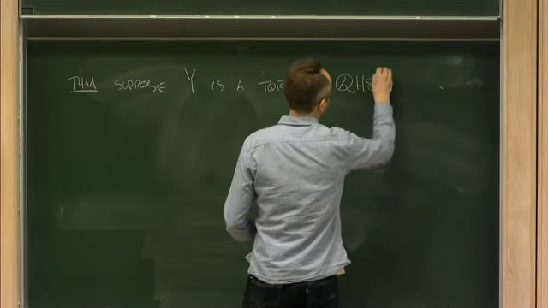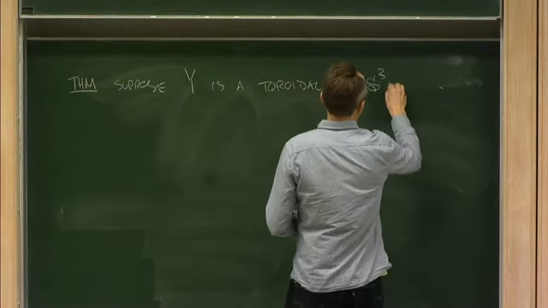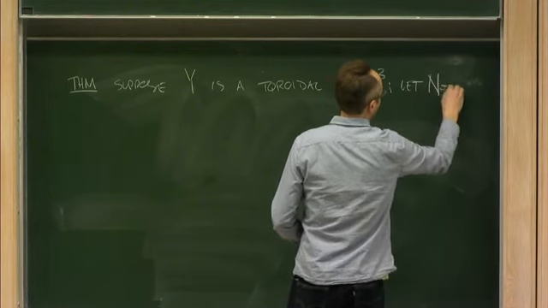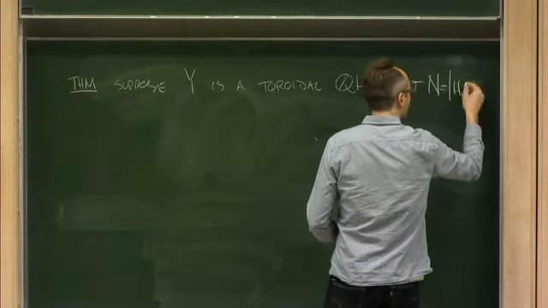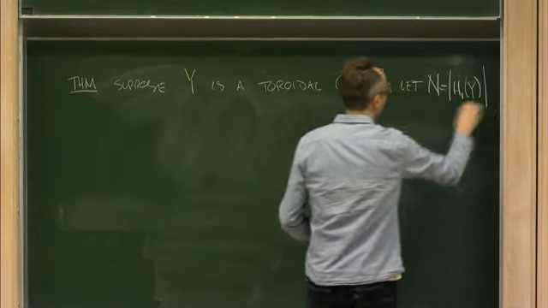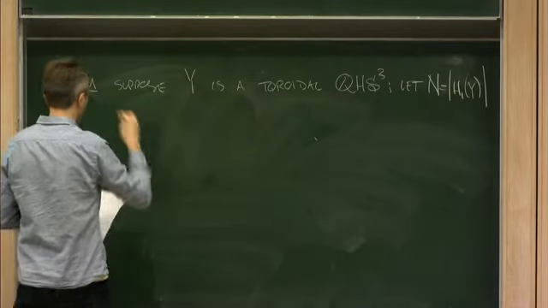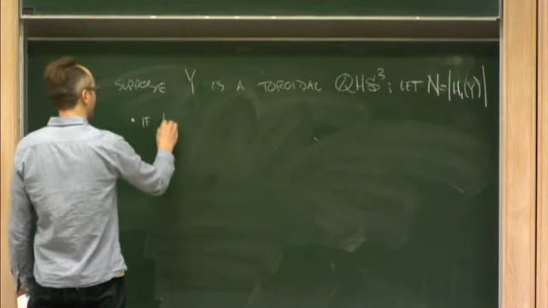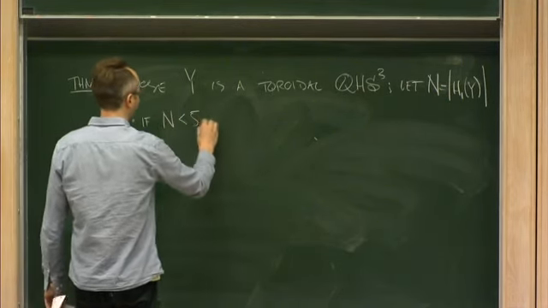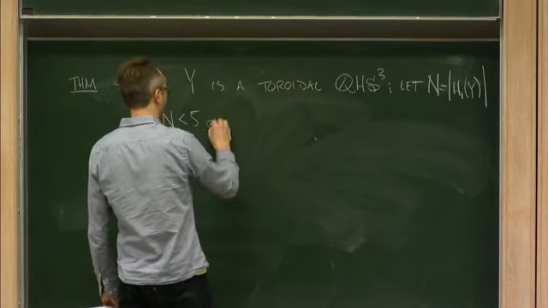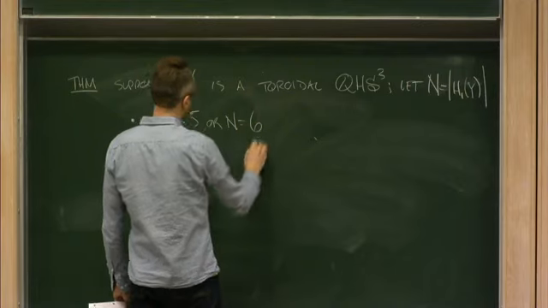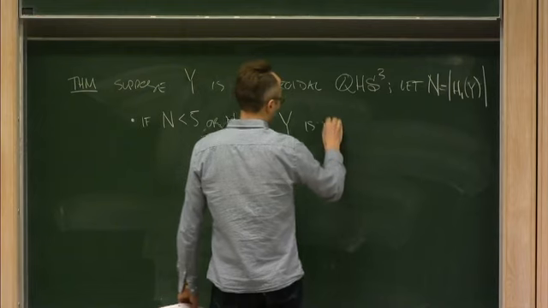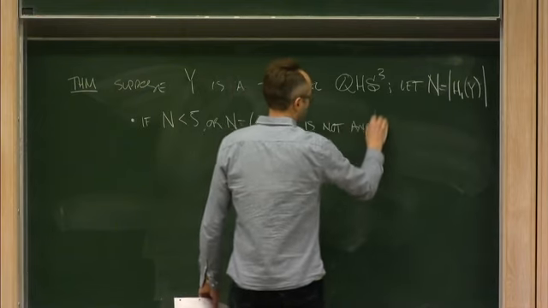rational homology sphere more generally, and let's let n be the size of the first homology, then a few things happen. So if n is less than 5, or if n is 6, Y is not an L space.